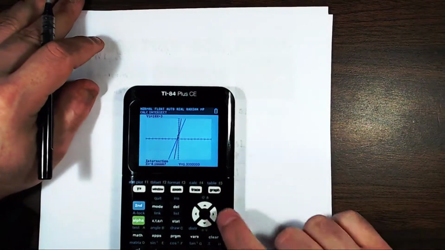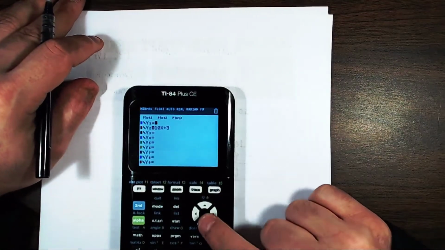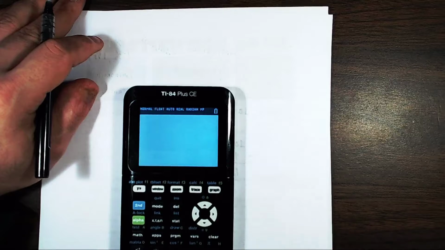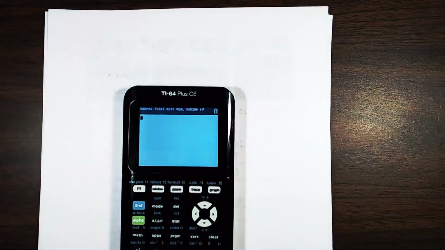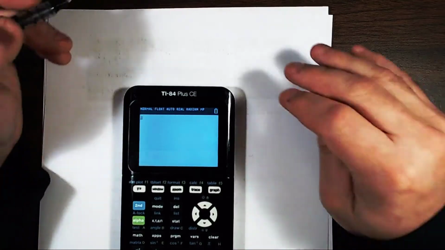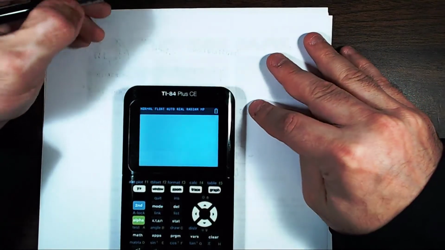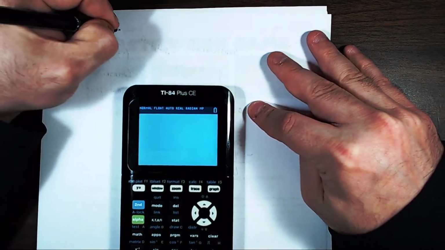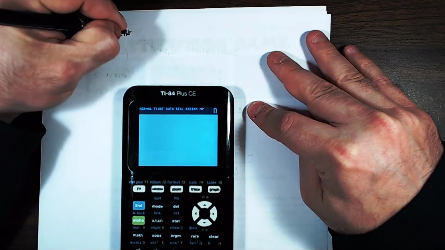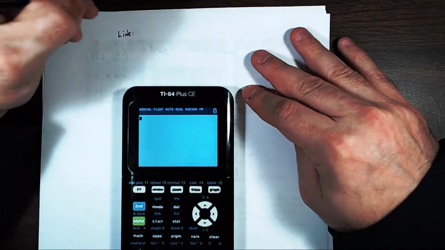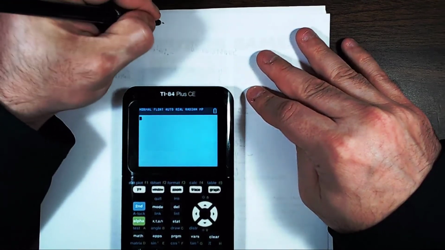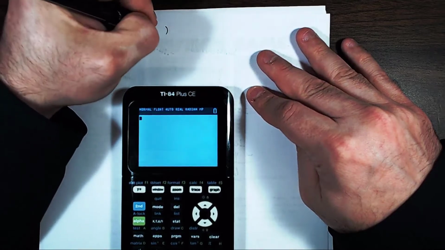So let's go out of this. Let's clear these out and get out of this entirely. Go back to our home screen. We want to generate random numbers. Now we're just going to do this for 2 lines. So in order to generate 2 lines, for line 1, I need 2 pairs of coordinates.